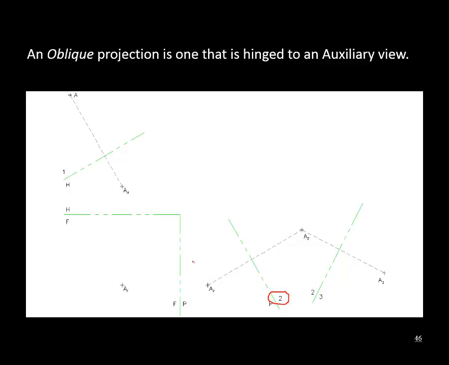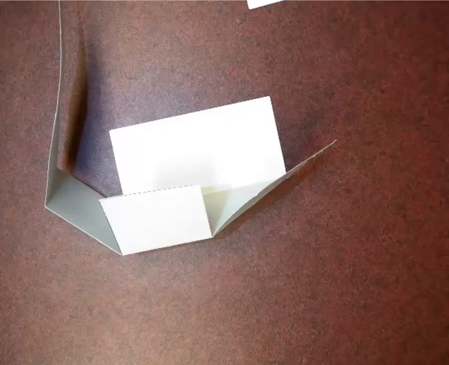So when you hinge off of another auxiliary view, it's an oblique view. Why would we do an oblique view? Let's see if I can find a good reason. Here's one.